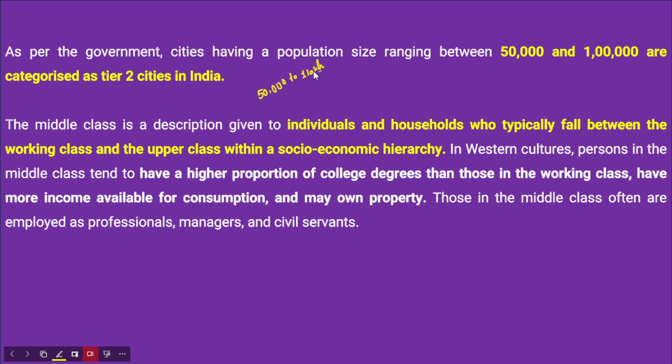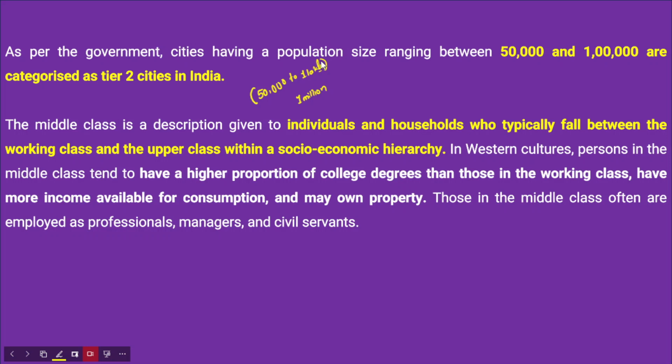Now what is a metropolitan city? A metropolitan city is a city with a population of 1 million, or 10 lakh. So if a city has a population size of 50,000 to 1 lakh, it is categorized as a tier 2 city. This is the definition of a tier 2 city that is given by the government.